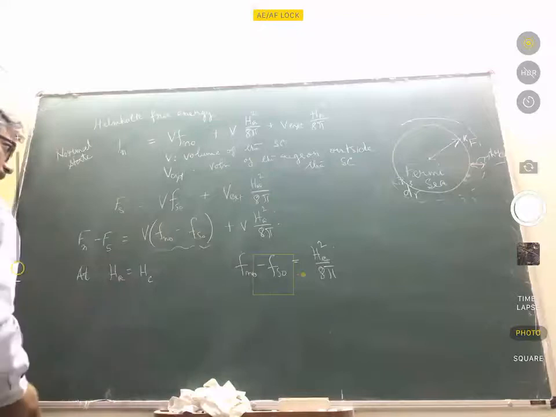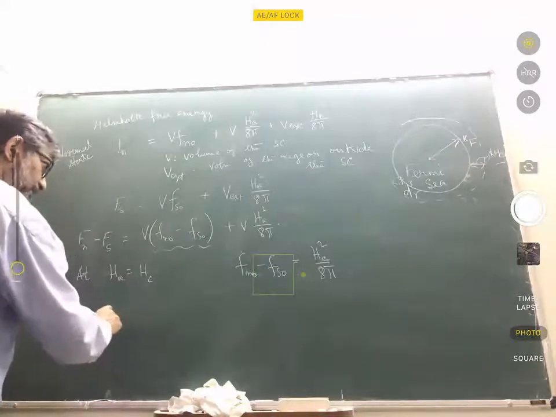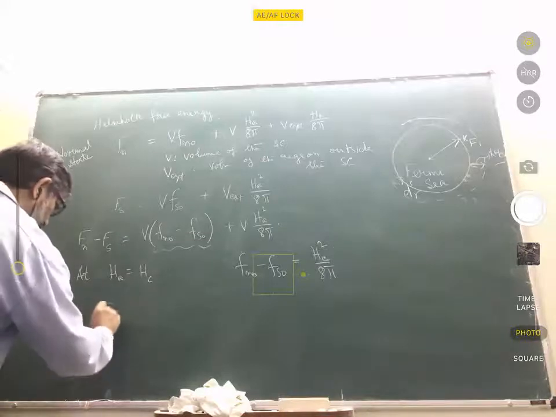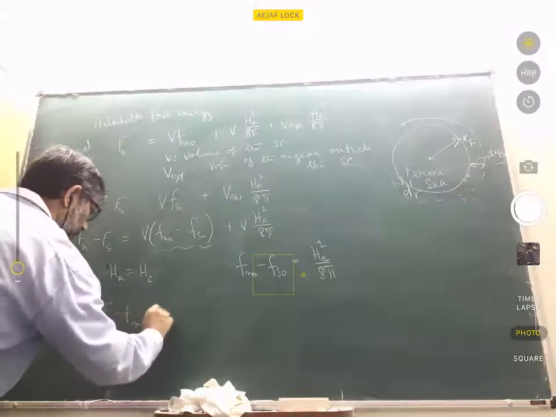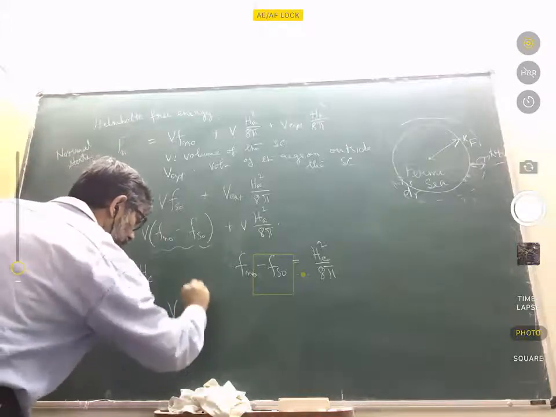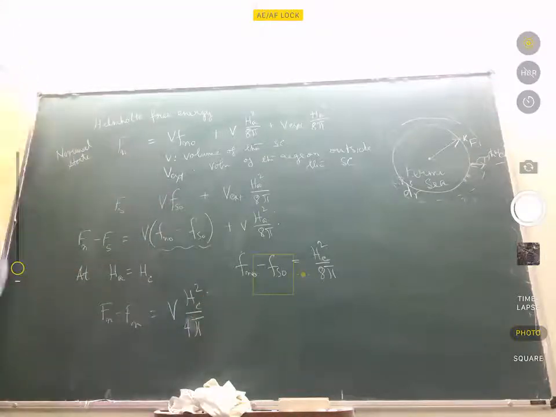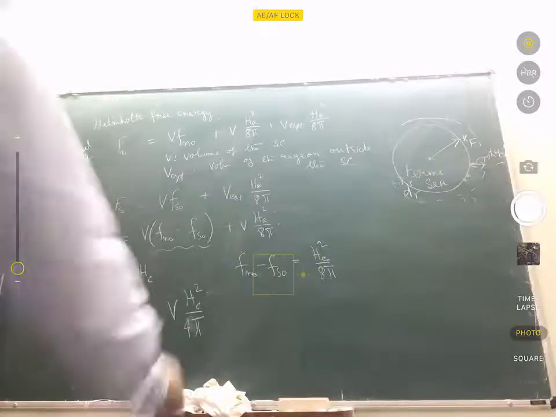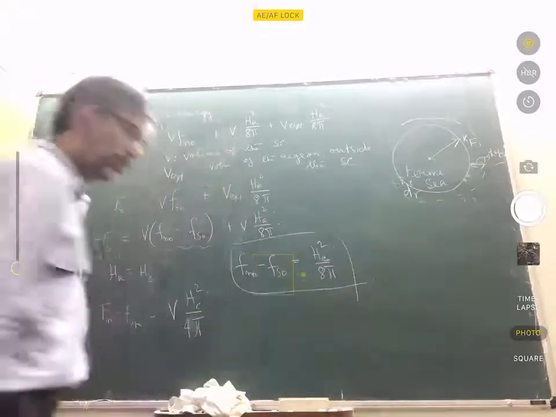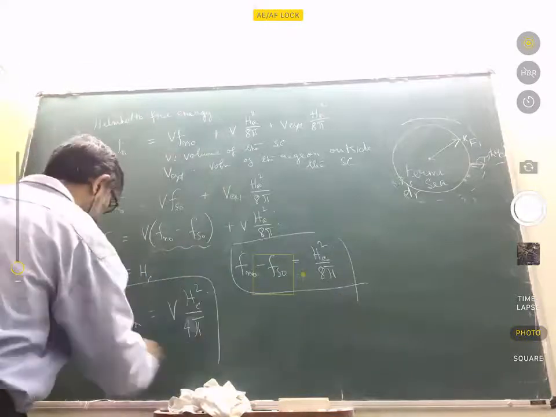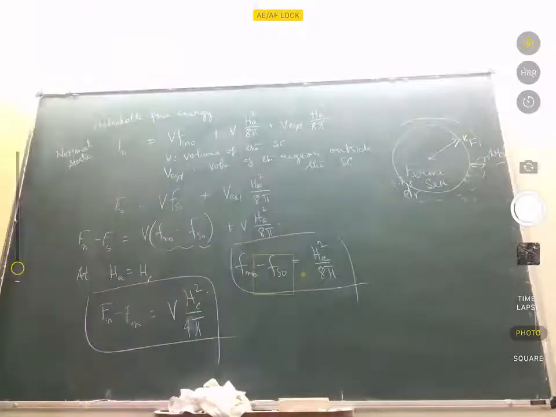So then if you plug this in at HC, what you get is what I just want you to remember: the difference in free energy density between the normal state and the superconducting state, in terms of the critical field.